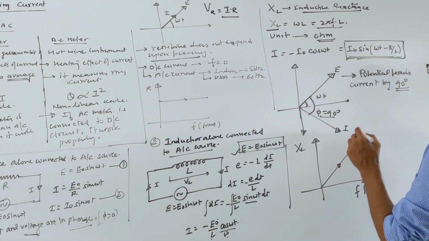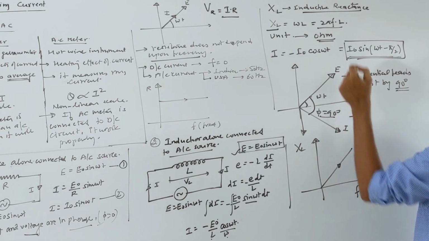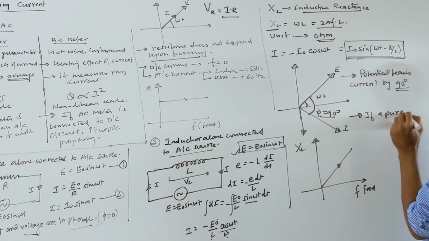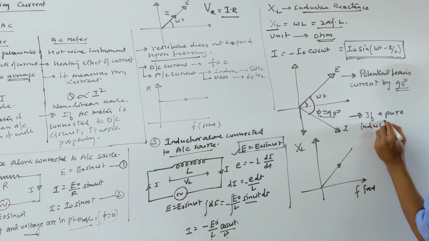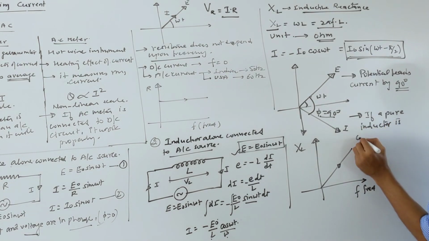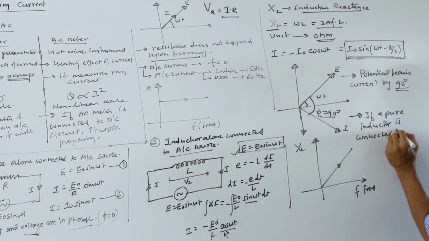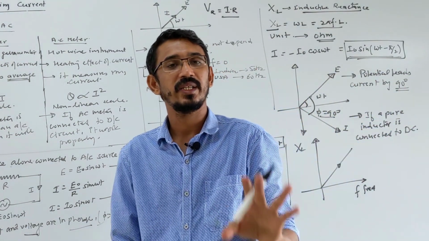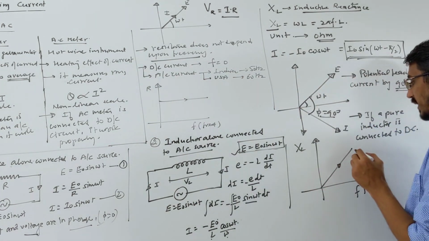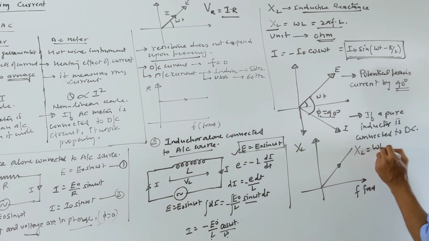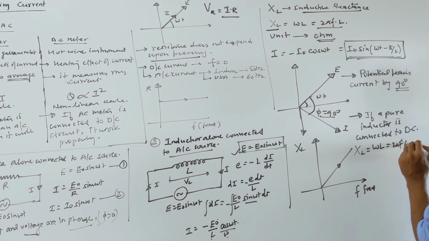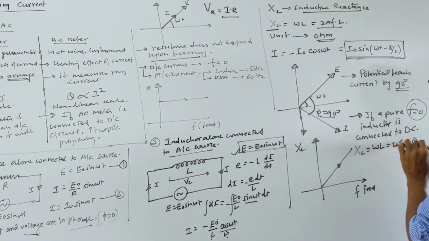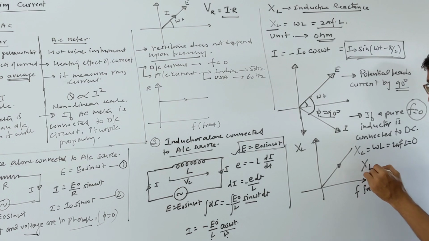What's the meaning of this? Look here. Suppose a pure inductor is connected to DC, then what happens? Look at XL. XL is omega into L or 2 pi f L. What is the frequency of DC? Zero. So it will offer zero resistance. So XL is 0.